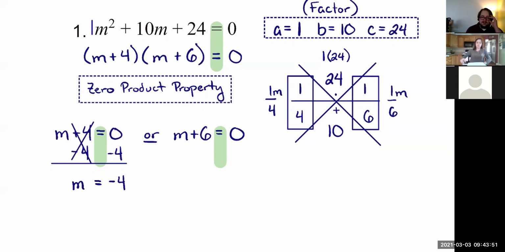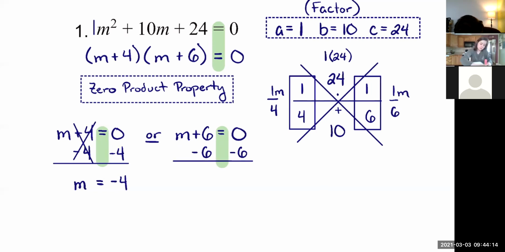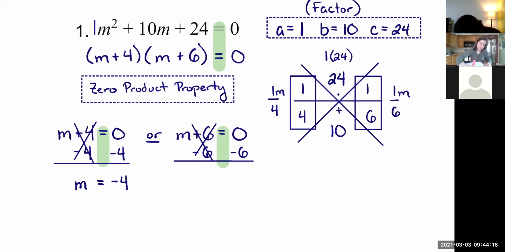But we're not done, because there is a second possibility that we must consider. We have to consider what m would have to be in order for m plus 6 to equal 0. So how would I solve that second mini equation? We want to subtract the 6 from both sides. So the 6 minus 6 on the left is gone, leaving me with m by itself. 0 take away 6 leaves me with a negative 6. So I ended up with 2 results, and we just did step 4.